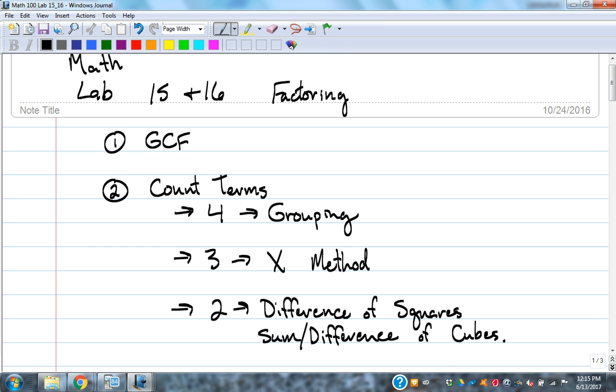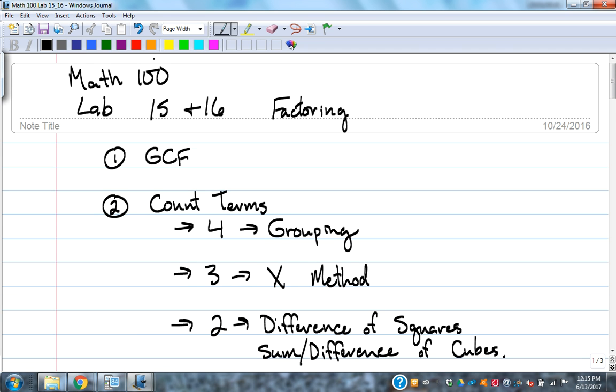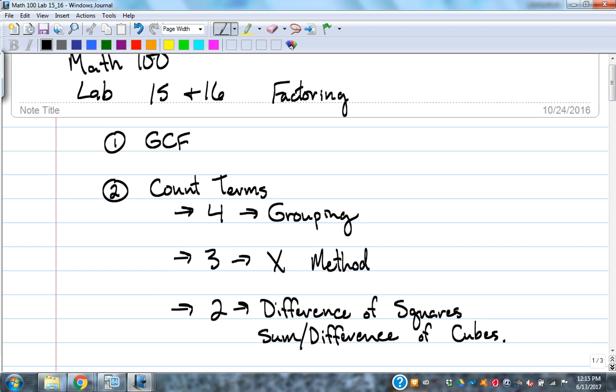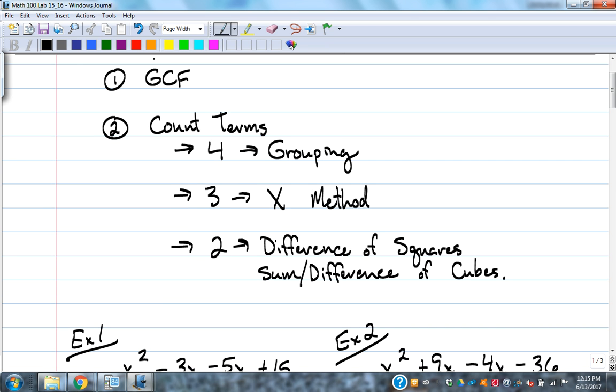The first thing that you want to make sure of is that your problems are in descending order. And then after that, you're looking at finding the greatest common factor. And then you count your terms to determine the method. If there are 4 terms, you're going to do grouping. If there are 3 terms, you're going to do the X method. If there are 2 terms, you're going to try to do differences of squares if the variable has a square on it, or 4th power or something like that, or a sum or difference of cubes if you're looking at something with an x cubed out of that.